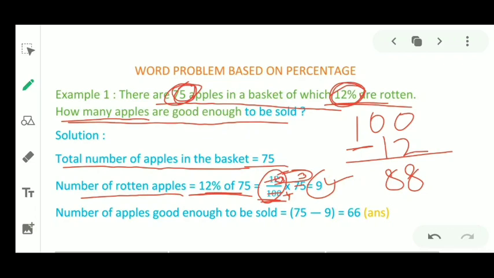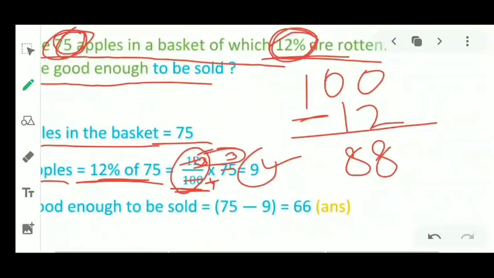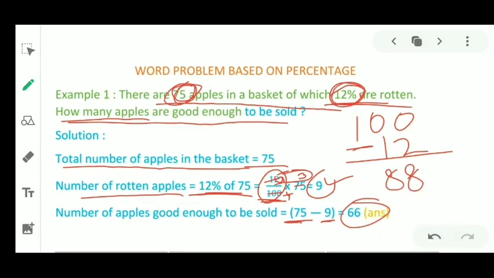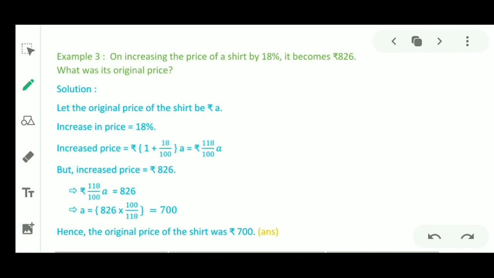Now find the good apples, that is, the total number of apples in the basket, 75, minus rotten apples, 9, equals 66. That's the answer. Clear? Now example 3.